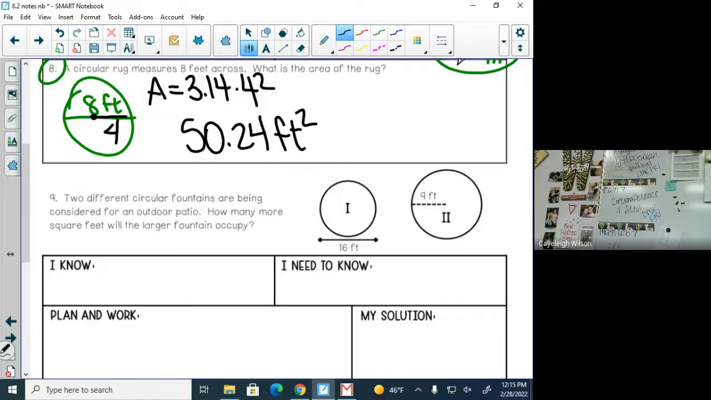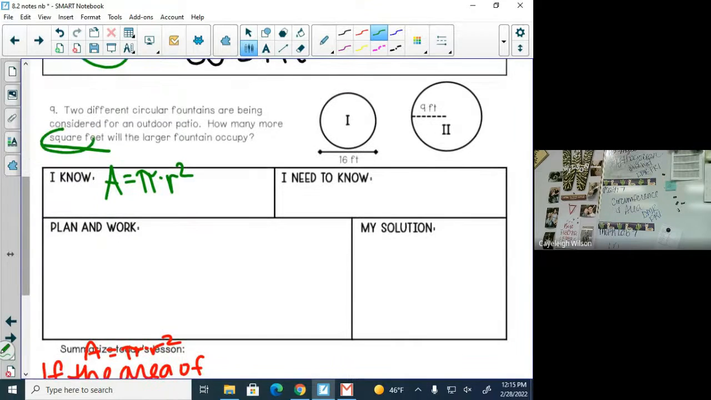Two different circular fountains are being considered for an outdoor patio. How many more square feet will the larger fountain occupy? Well, I know that it's asking me for square feet, which means it's asking me to find the area. So I know that area is pi times radius squared. That's how I know that I'm finding area, because of the square feet. Now, they gave me 2 different fountains. They gave me this one that has a what of 16? Diameter. And they gave me this one that has a radius of 9. Well, what is the radius of the 8?